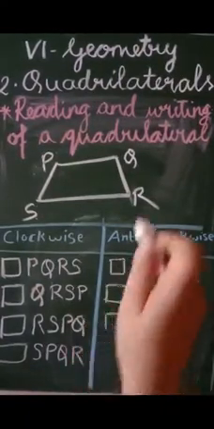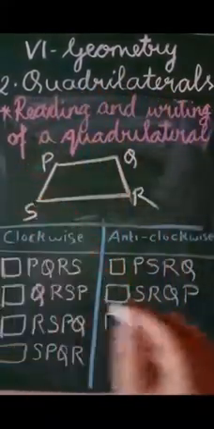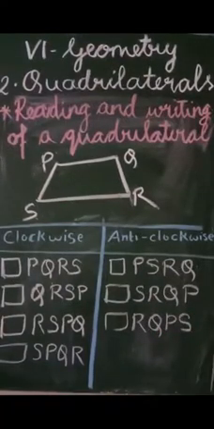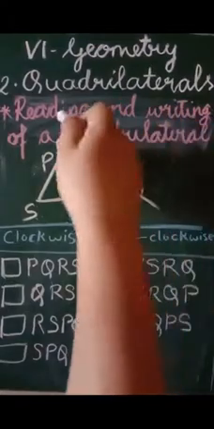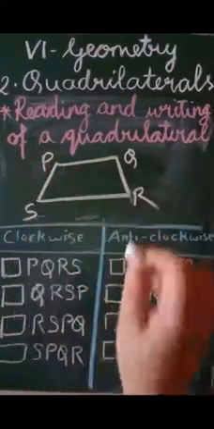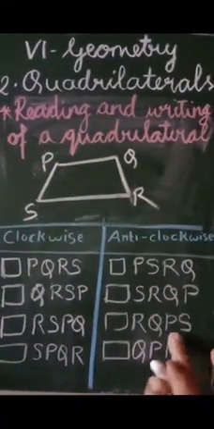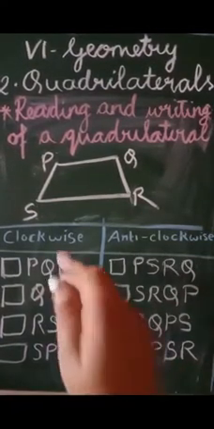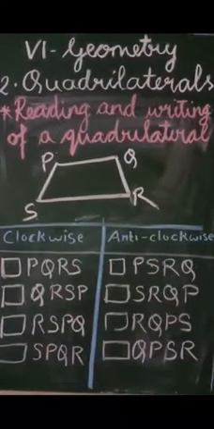Now next one we will start from R: R, Q, P, S. And one more we will try. Now R is over, so Q: Q, P, S, R. What will we say? Quadrilateral QPSR. Understood? So here we are getting four names, anti-clockwise four and clockwise four. So in total we are getting 8 ways of writing the name of one quadrilateral. Understood? How to write the names of a quadrilateral and how to read those names?